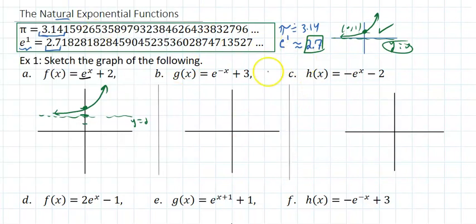Domain for those is always all real numbers. Always. The range, however, do you see that there's an asymptote? It's from the asymptote all the way up to infinity.